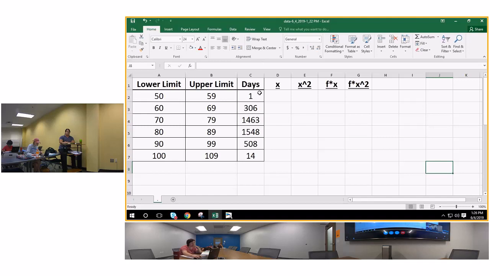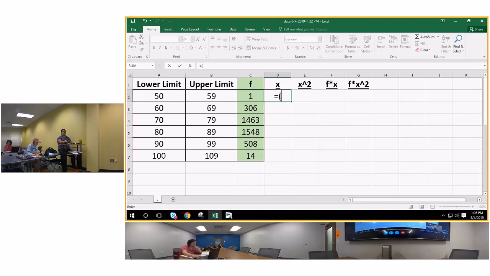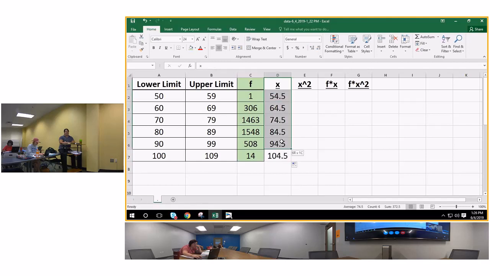So I'm going to take the days out. What is the days called? That's F, right? So we're just going to call that F. And the upper limit and lower limit, we're going to highlight this green per day. And X is going to be equal to parentheses, this guy plus this guy, divided by 2. And copy that down. And I'll highlight it. So now you've got everything you need to start calculating.